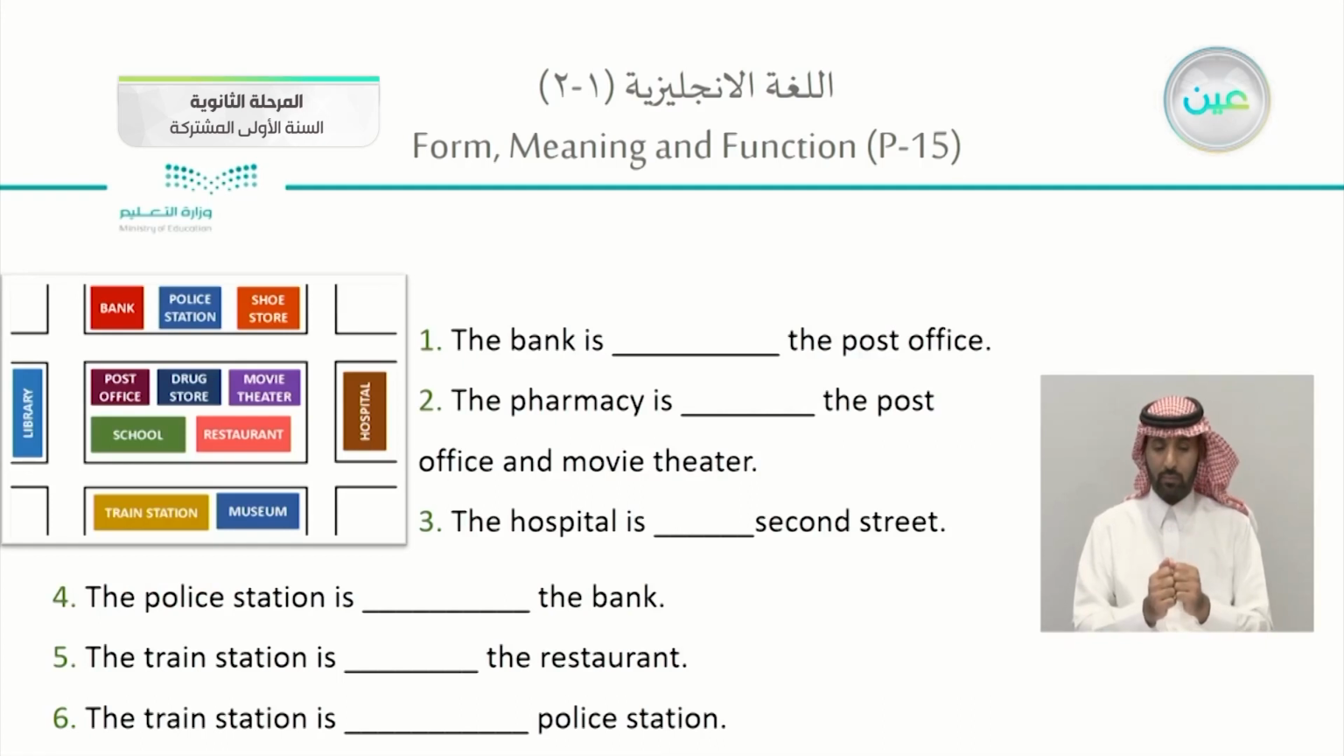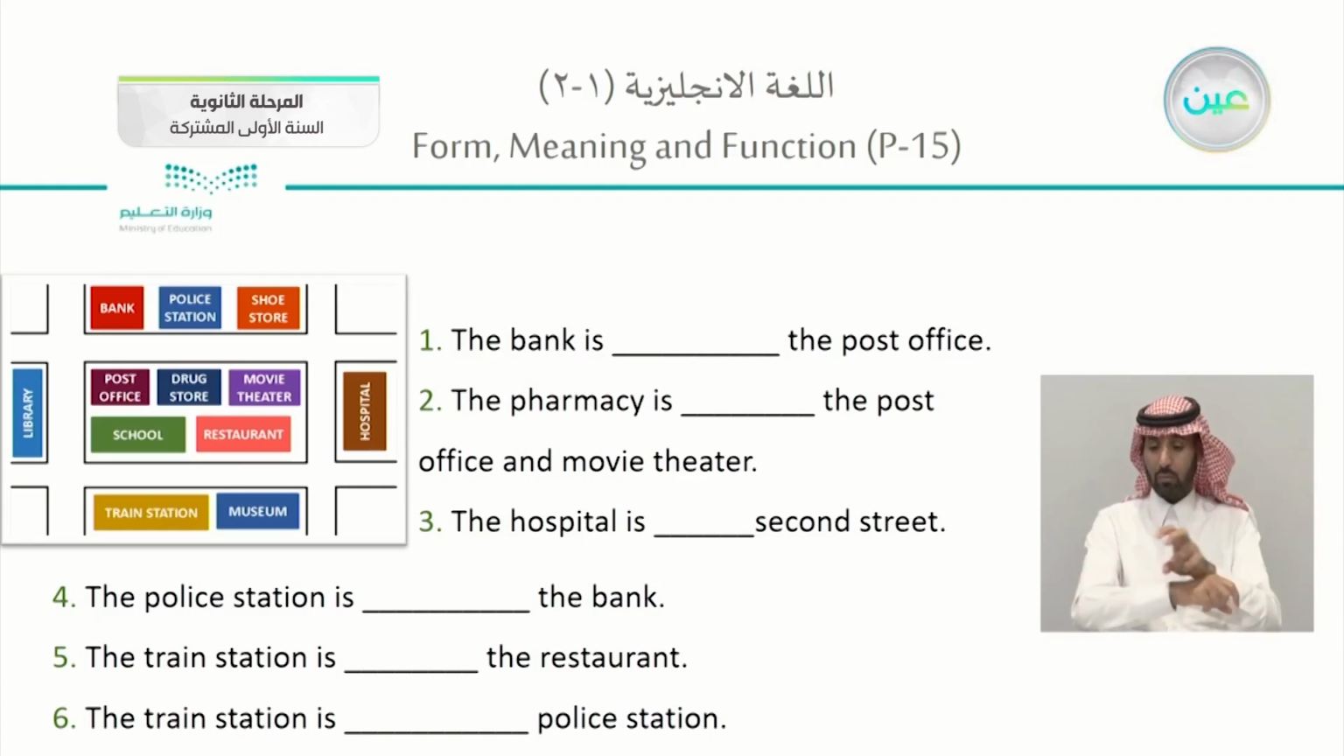Now let's go into this map. Your book's on page 15. The first thing you will do is to study the map. Take a minute to study the whole thing. We're having here a crossing, we're having a bank, a police station, shoe store, and we're having many others. The bank and the post office.